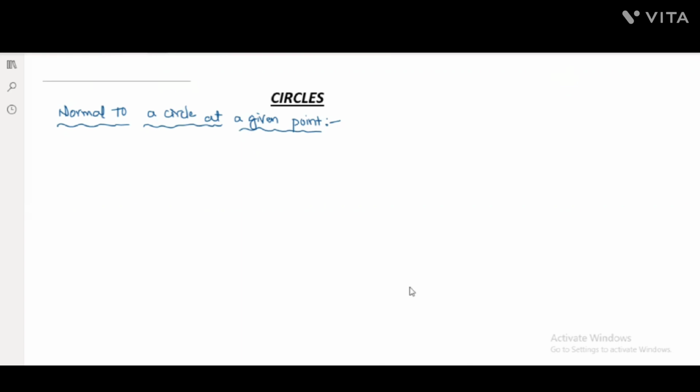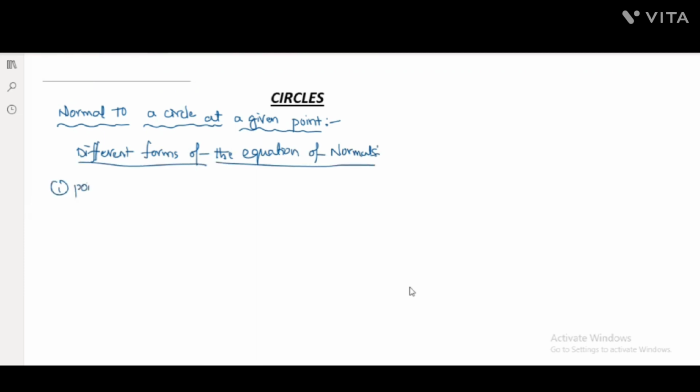That is, different forms of the equations of normal. So different forms we are going to discuss now here. In that, the first form is point form.